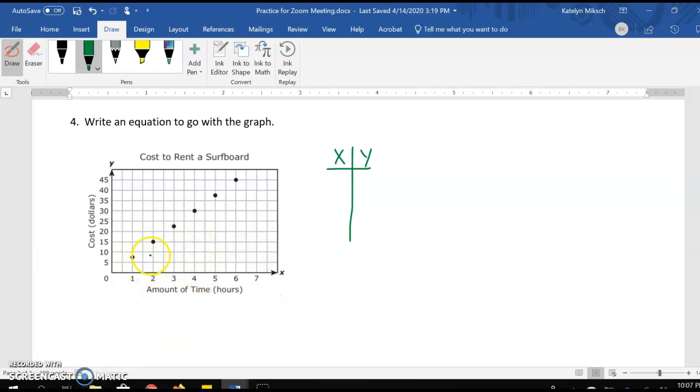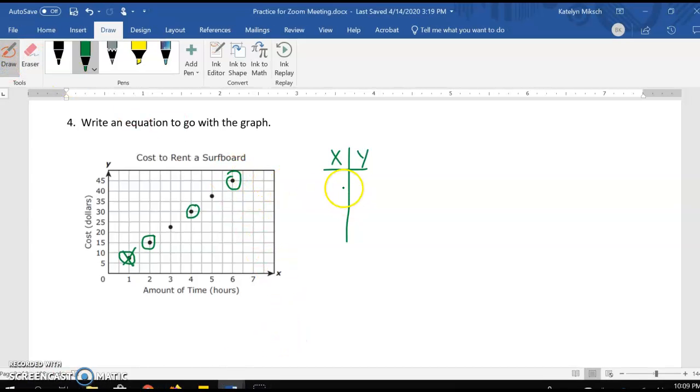Another thing you want to look for is good points to use. Points like this that don't exactly land on grid lines are probably not the best to use. You can usually figure out what numbers go with them, but if you want to be sure, I would use the points that line up with the grid lines perfectly, like these 3 do. So now that we know which points we want to look at, we're just going to get the numbers from the table.